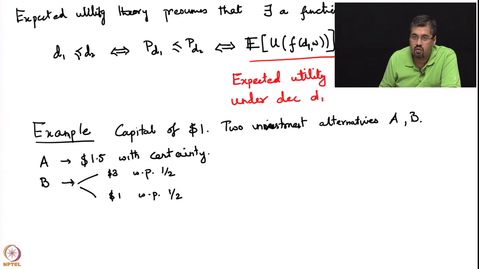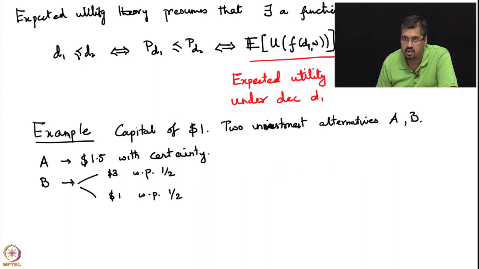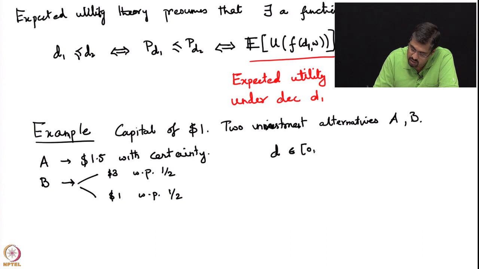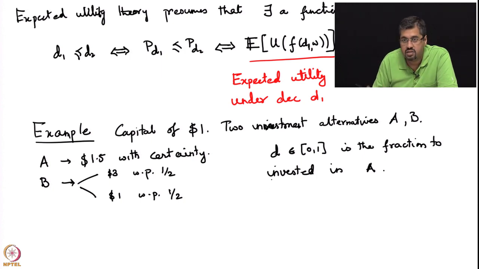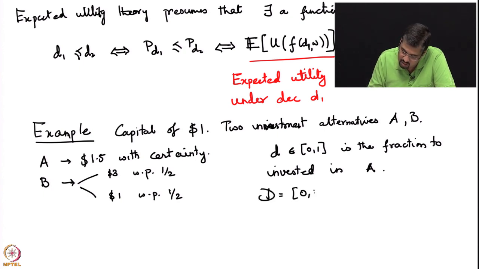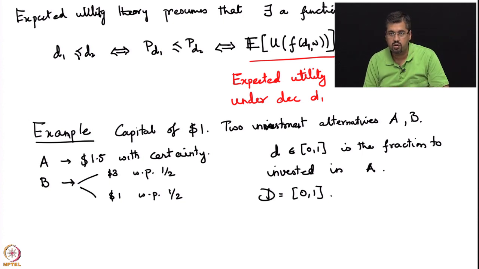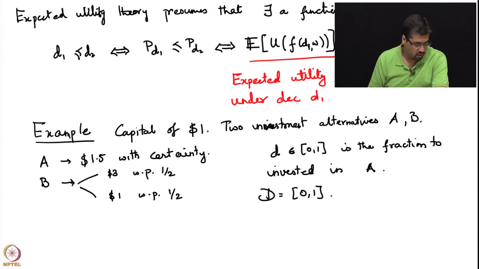Now, in our framework, what we need to decide is what fraction out of this $1 should you invest in A and what fraction should you be investing in B. So, let us call this fraction d. d in the interval 0, 1 is the fraction to be invested in A. Our decision then is the fraction that we are investing in A, and the rest is going to be invested in B. The set of decisions then is this interval 0 to 1.